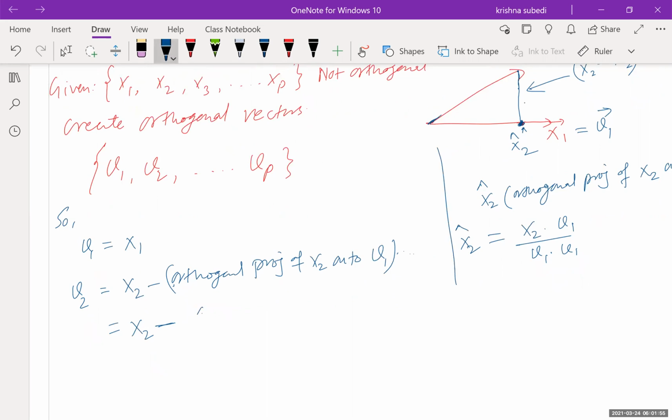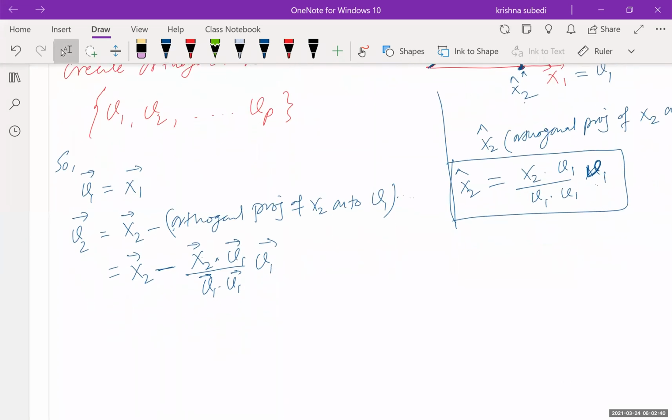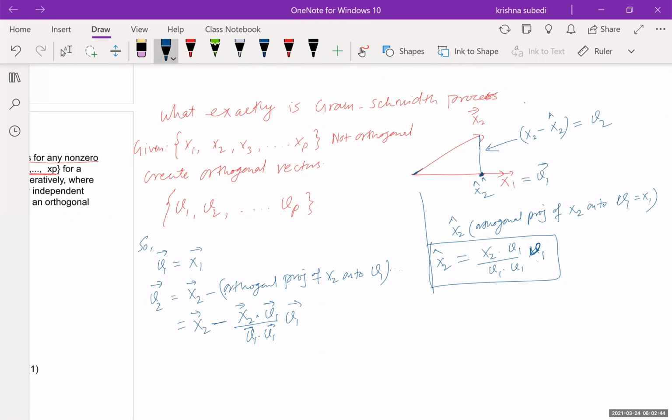We know that x2 hat means x2 dot v1, all these are vectors, by the way. Guys, these all are vectors, even if I don't write the vector sign, because we are talking about vectors all the time, so just keep that in mind. Over, oh, sorry guys, I forgot to write v1 here. So it is x2 dot v1 over v1 dot v1, times v1. That is the orthogonal projection of x2 onto v1. So in the figure, that's what we are trying to find. Basically v2 is this vector right there. So that's what we got.